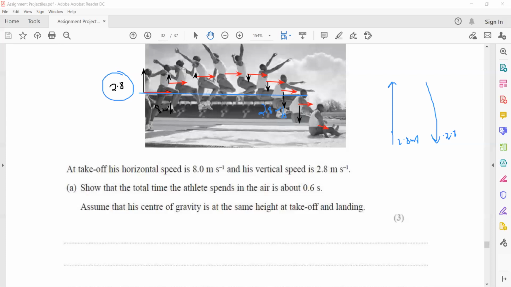So what we will do, we will first find how much time it will take to cover this extra distance. Because there is an acceleration, whenever there is an acceleration, we always use the equations of motion. So we have the formula v² = u² + 2as, or we can also use s = ut + ½at².